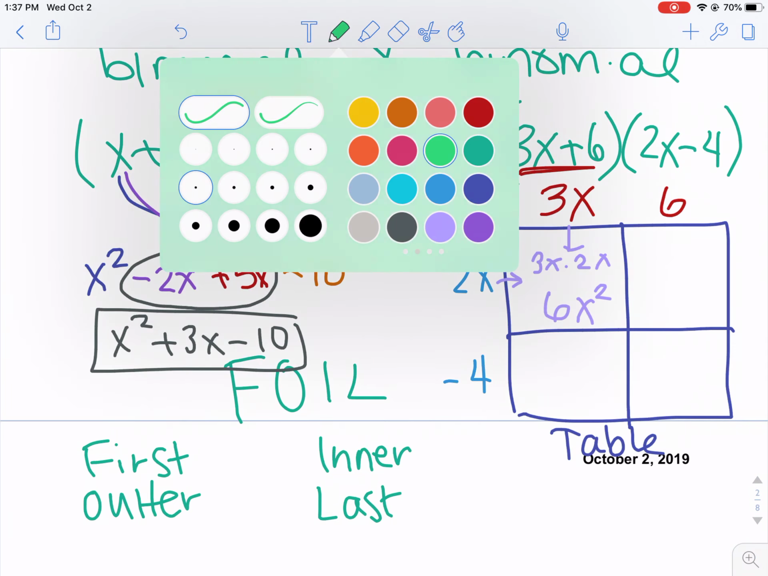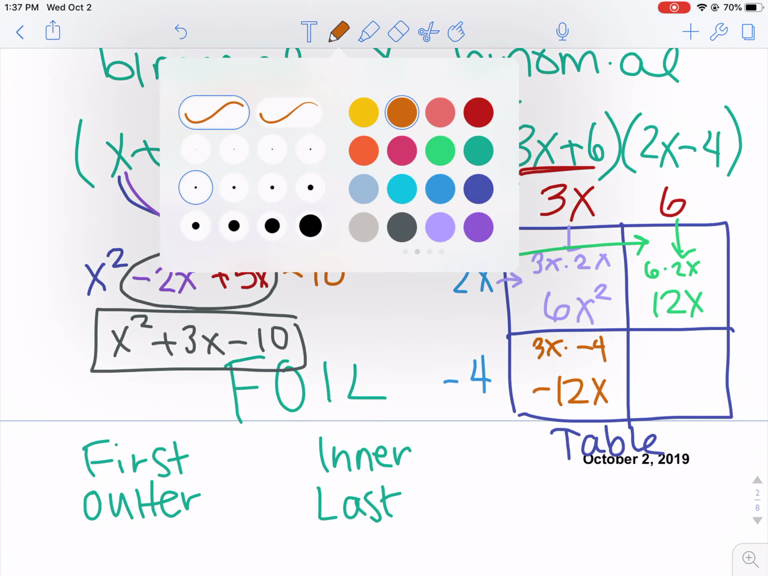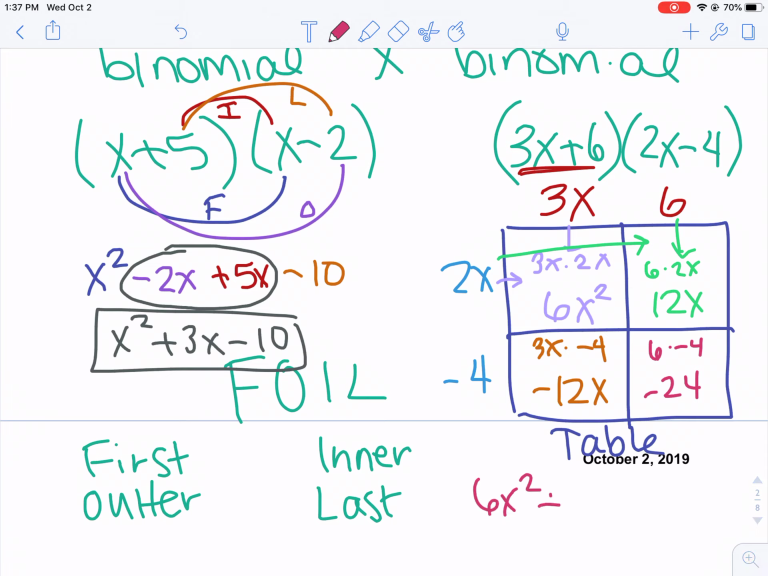And in this box here, I'm going to take 6 times the 2x, so 6 times 2x, which is 12x. And in this box down here, I'm taking 3x times negative 4, which is negative 12x. And in the last box, I'm taking 6 times negative 4, which is negative 24. So what I have is 6x squared plus 12x minus 12x.